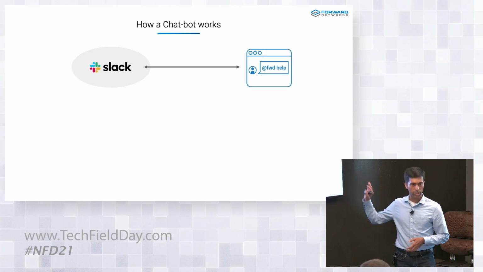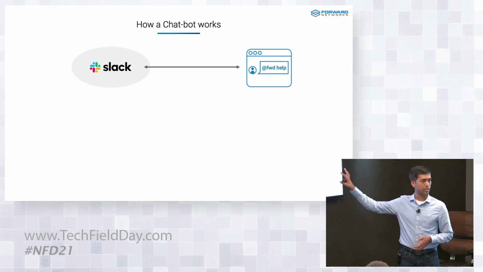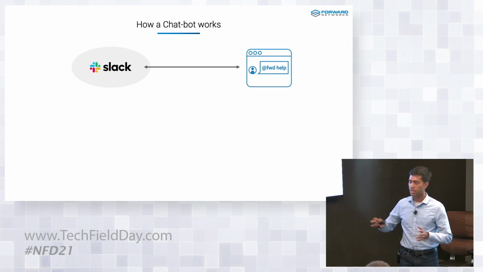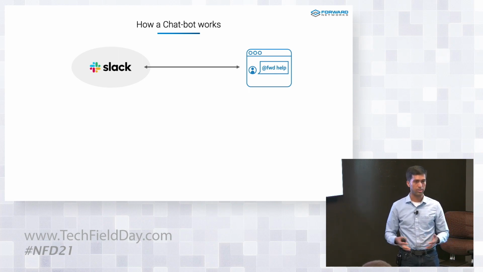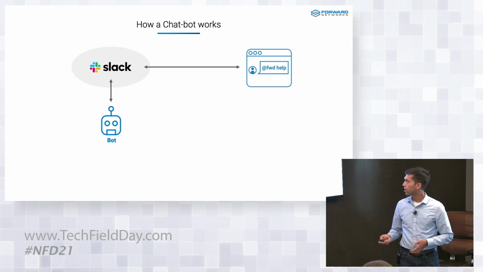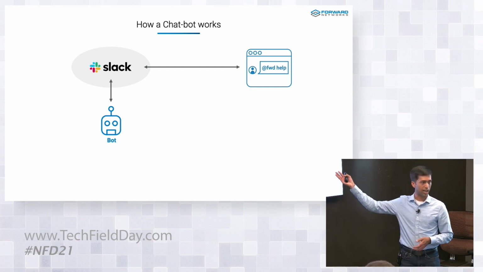So let's take a really quick look at how a chatbot works. You have Slack, which is basically a service in the public internet. A user connects to Slack, using either a browser or a desktop or mobile app. And there is a bot, a chatbot, which is essentially a service that is registered with Slack.